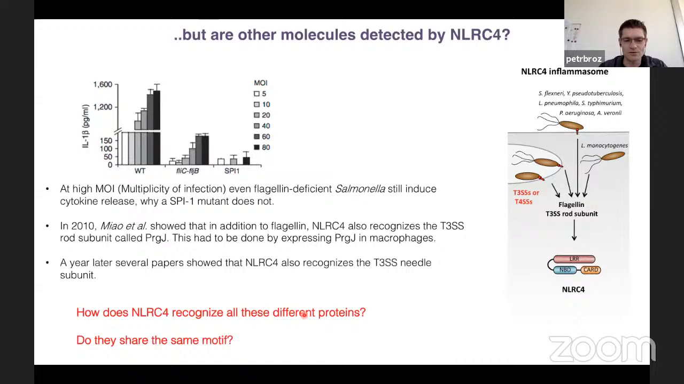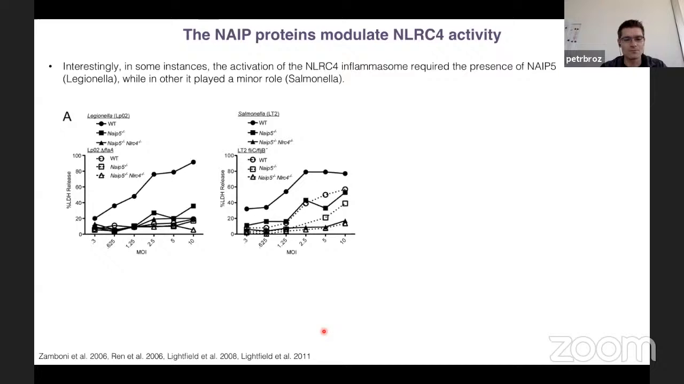It is true that all of these form some kind of polymers, the needle polymer, the rod, or the flagellin. Or are there other proteins that are needed for NLRC4? At that time, around 2010, when these questions came up, there were actually some previous observations, done mostly in Legionella and Salmonella infection, that explained this quite well. This is work from Dario Zamboni, for example, and from Russell Vance's lab.